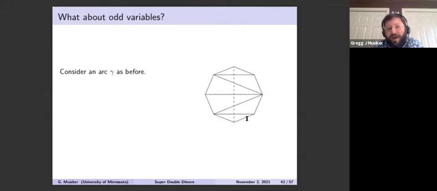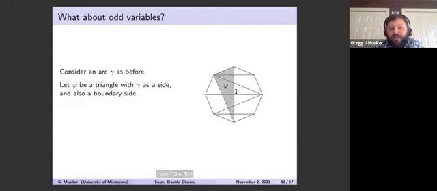So what about odd variables? You can start with an arc gamma like before and choose a triangle and its mu invariant. But we have to choose only the mu invariants where one of the sides is a boundary and the other side is this longest arc. That's just one restriction we have at the moment.